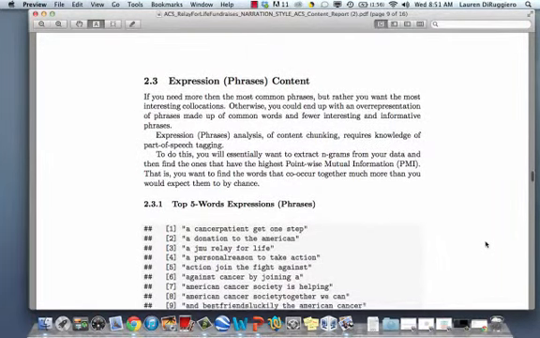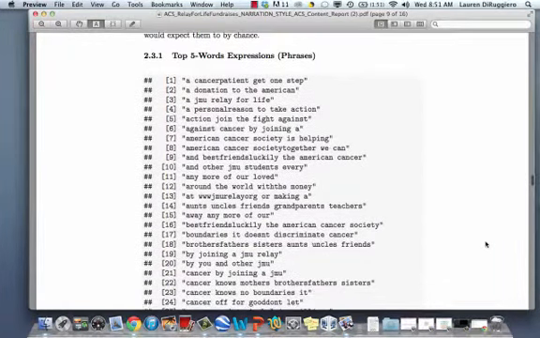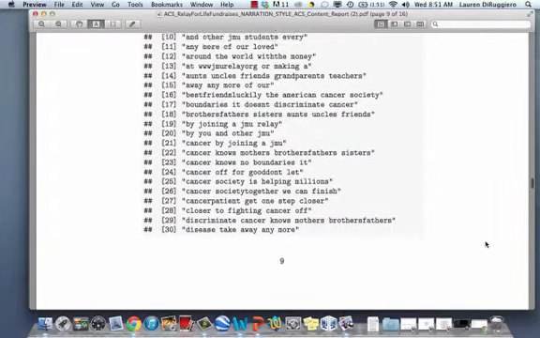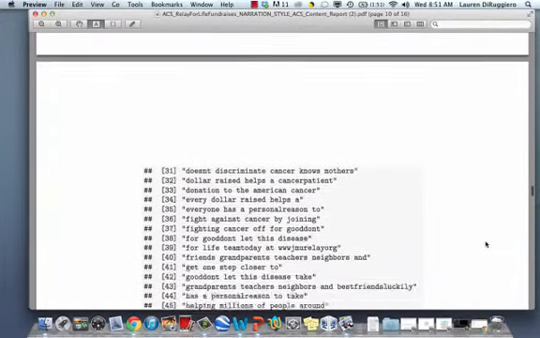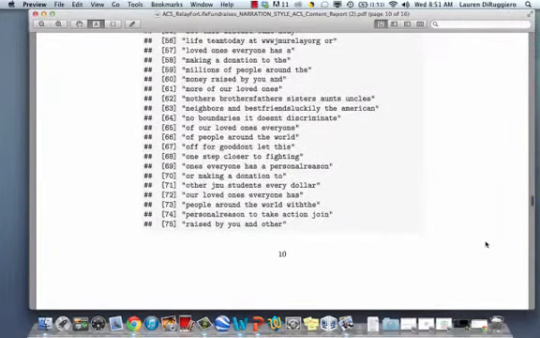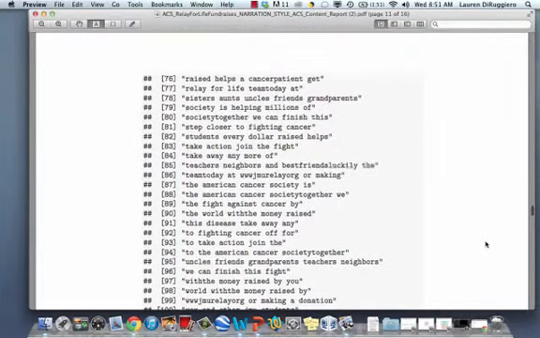As you can see here, the expressions and phrases, there are none that really look like a catchphrase. This is another weakness that could be worked on. And this list goes on.